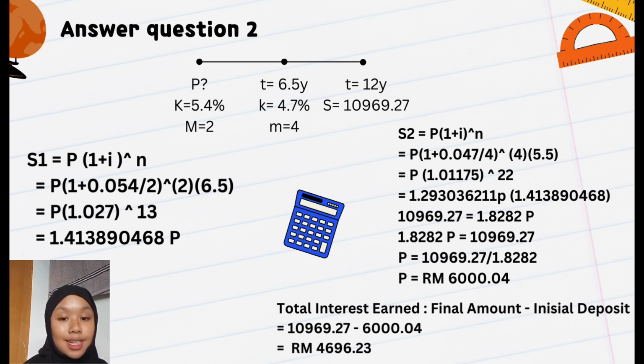So we can get P equals 6,000.04 ringgit. Next, we calculate the total interest earned. The formula for the total interest equals final amount minus initial deposit. So we can get RM4,969.23. Okay, that's all for me. I will pass to the next presenter, that is ADLIN. Thank you.